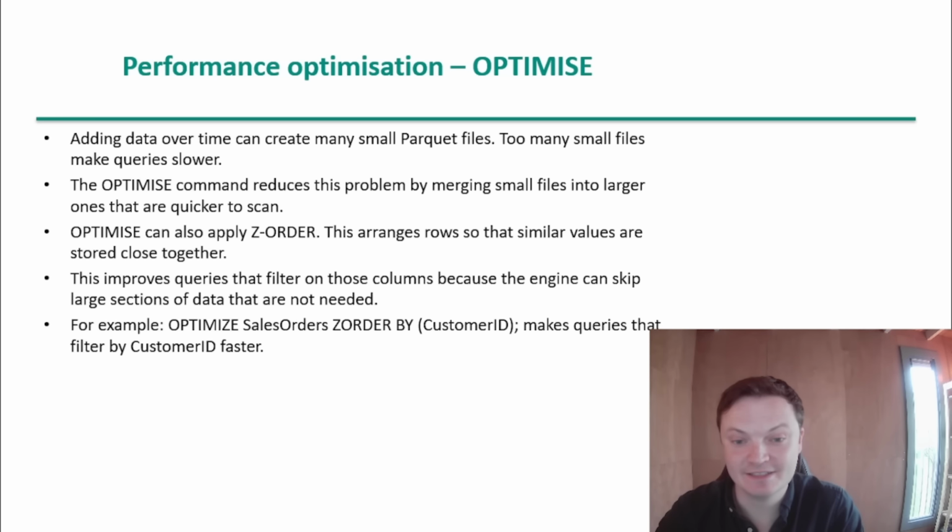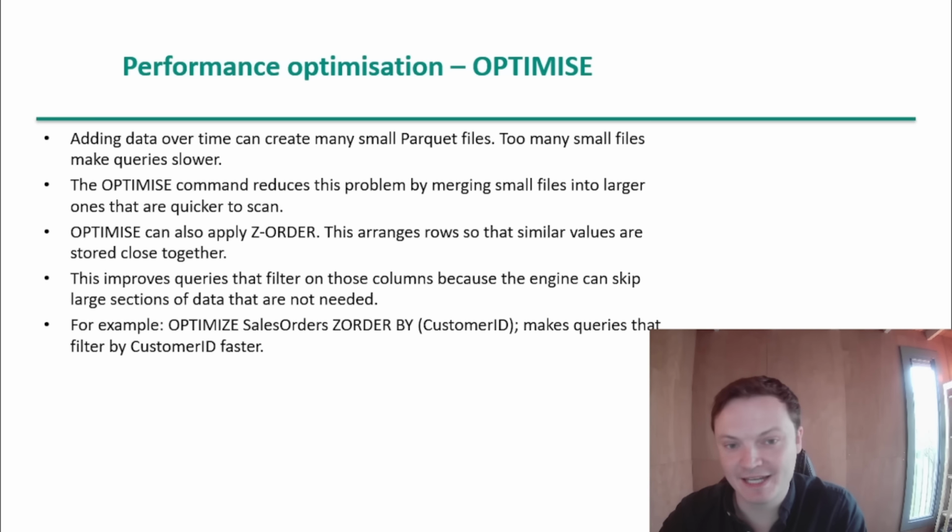Performance optimization. Adding data over time can create many small Parquet files. Too many small files makes queries slower. The optimize command reduces this problem by merging small files into larger ones that are quicker to scan.